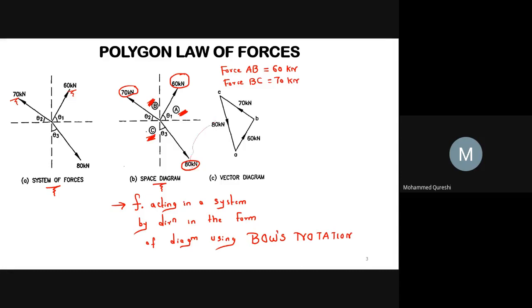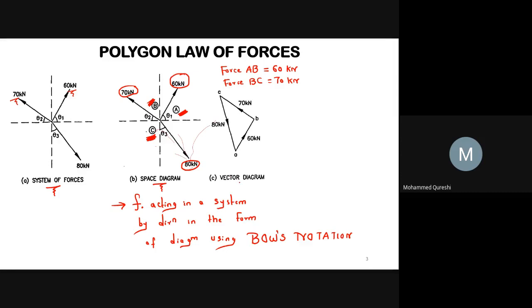Similarly, your 80 kilonewton force is denoted by two characters, that is C on one side and A on the other side. Hence, we may say that force CA equals 80 kilonewton. So this is known as Bow's notation. While drawing any space diagram, if each force is denoted by an English character on either side of it, then it is known as Bow's notation.